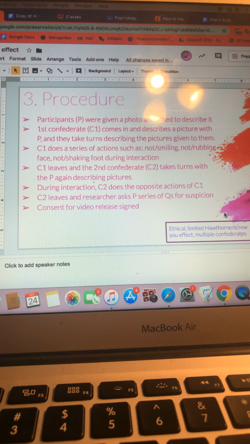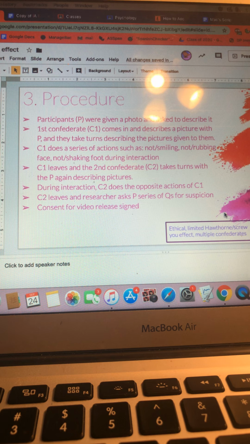After this, the first confederate is escorted out by the researcher, and the second confederate, C2, comes in and takes turns with the participant, again describing the pictures. Now, during this interaction, C2 does the opposite actions of C1. That is, for example, if C1 was rubbing their face, that means that C2 won't rub their face, and vice versa for all the other actions.